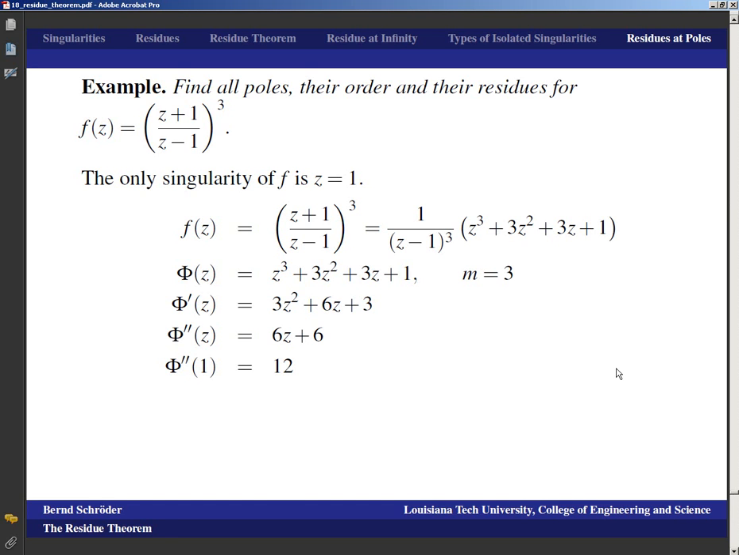No, I must be getting tired. The second derivative of phi at 1 is 12, because 6 plus 6 is 12. Come on, I can do this. I've done this for a while now. Okay, so the residue at z equals 1 of f is therefore 12 over 2 factorial, 3 minus 1 factorial, 12 over 2. That's the 6 that we're getting back here.